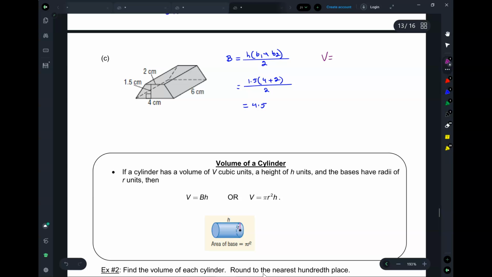Now, volume is B times H. Back in the day, like two decades ago, we used to use capital H for this height, the height of the base, because students were getting confused with the two heights. Somehow it got dropped. I kind of liked capital H for the height of the base. But anyway, for the volume, we're going to use this height, which is 6. So it's going to be 4.5 times 6. 27. What's the unit? Centimeters cubed.